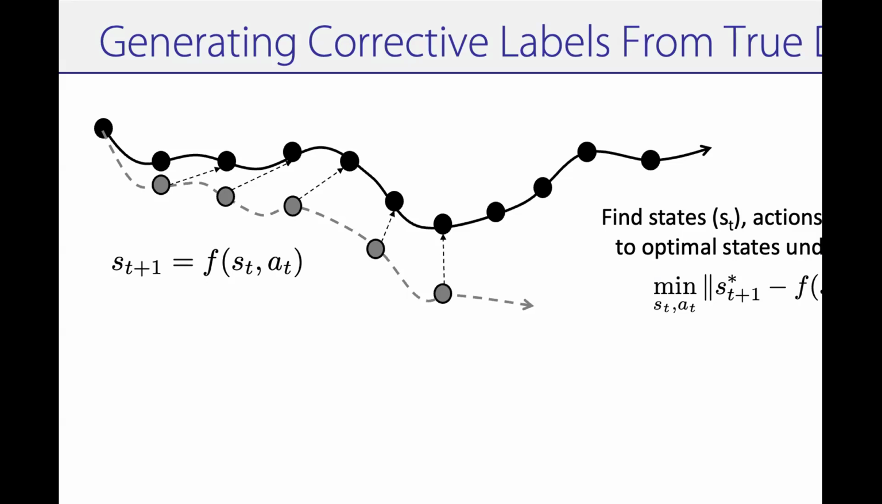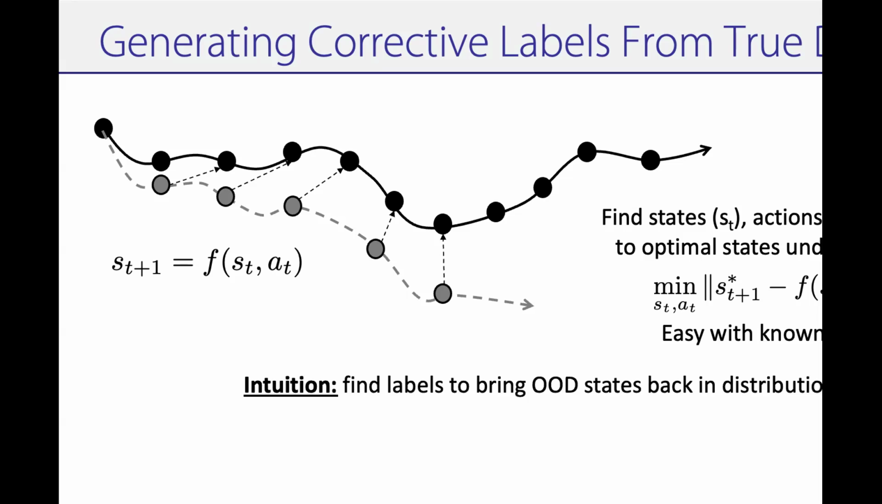And so you're saying that I want to find the states and actions which will take me back to the expert. And when I'm back to the expert, I know what to do. So the idea is that I can mine for states and actions that will take me back to the expert if I knew my F, right? If I know my F, I can solve this optimization problem, find states and actions that bring me back in distribution, add that to my data set, and then I just do imitation learning, right?